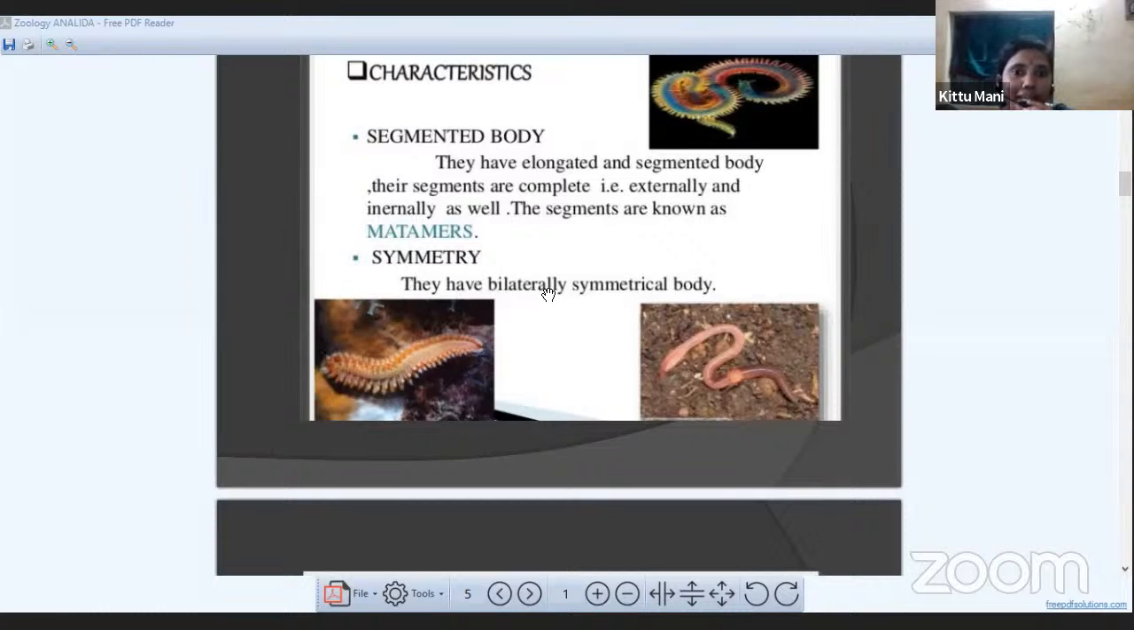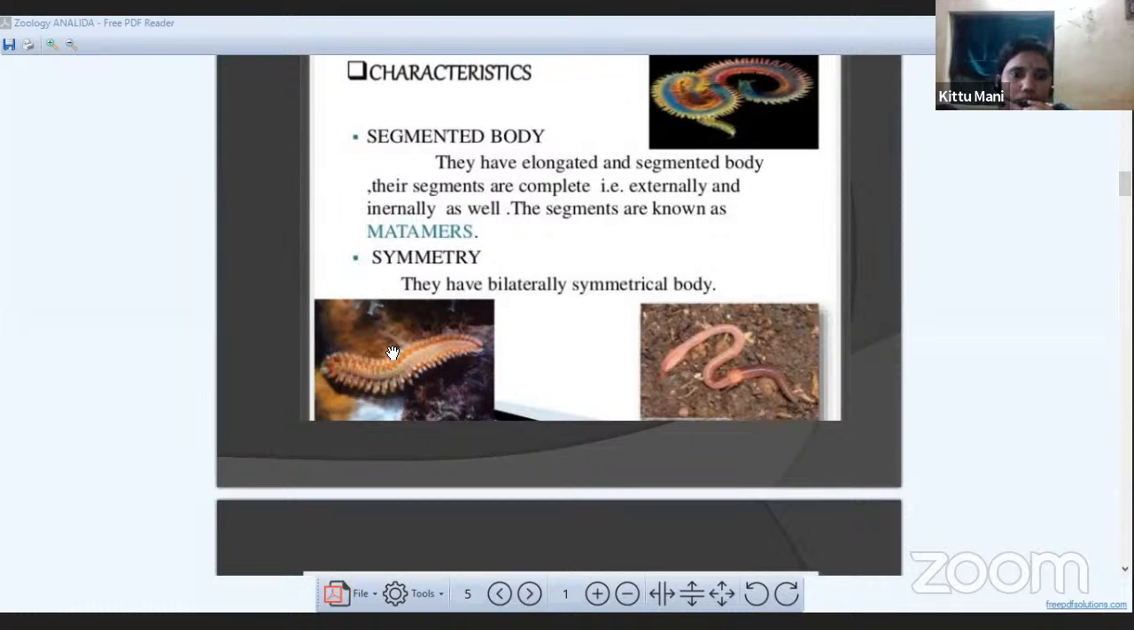They have a bilaterally symmetrical body. Bilaterally symmetrical body means we can cut the body from anterior to posterior into 2 equal parts. How many equal parts? 2 equal parts. This type of symmetry, called a bilaterally symmetrical body, we observe in these annelidal organisms.